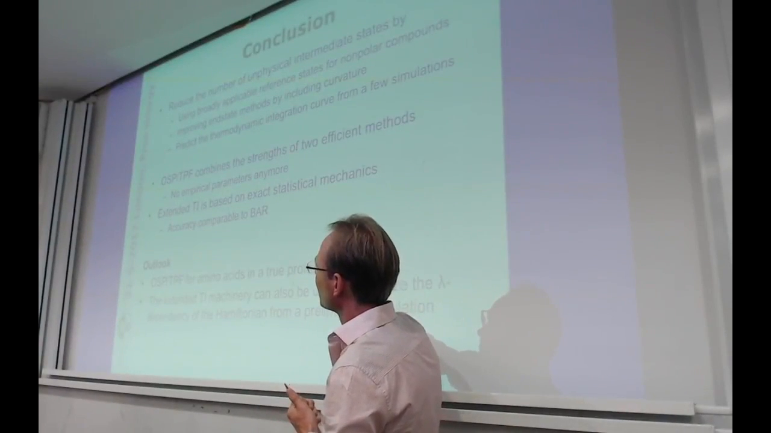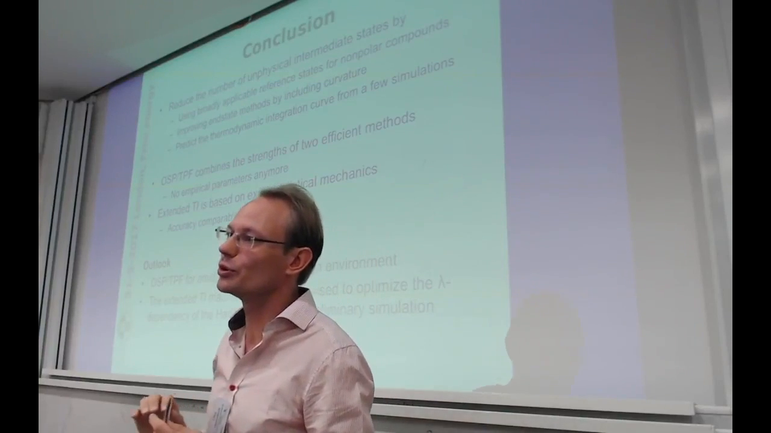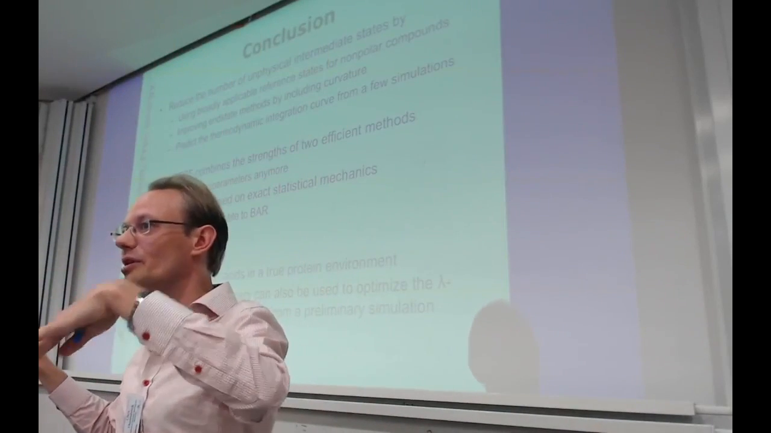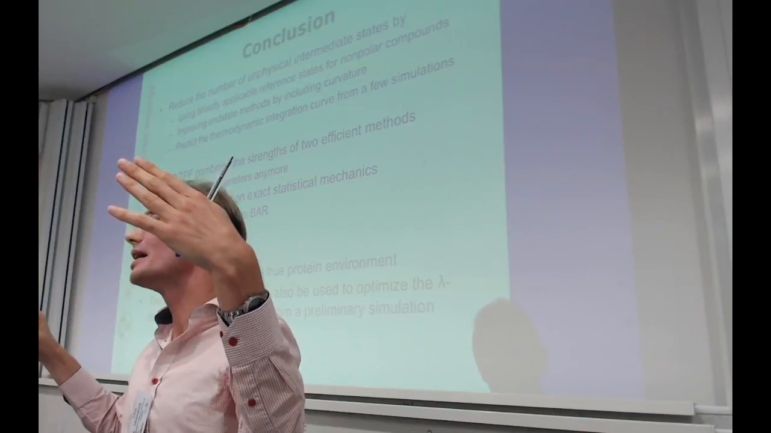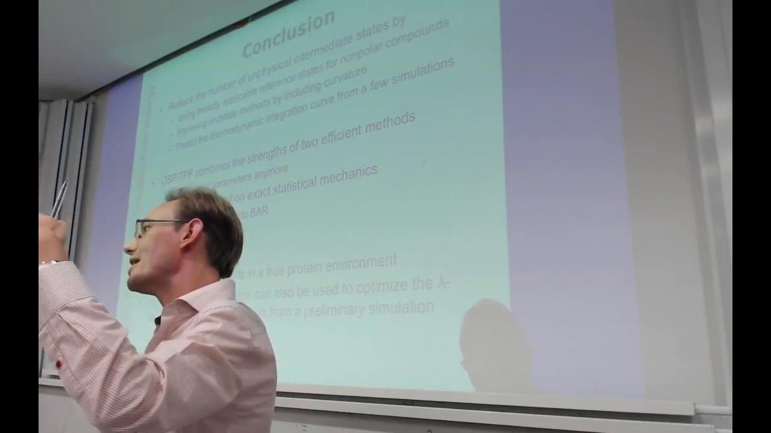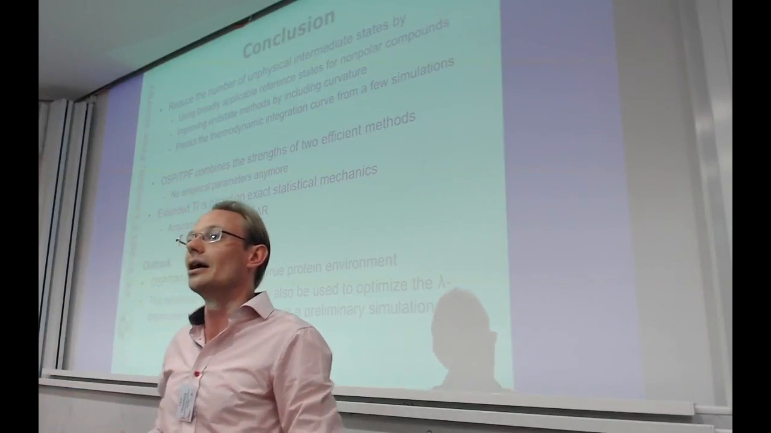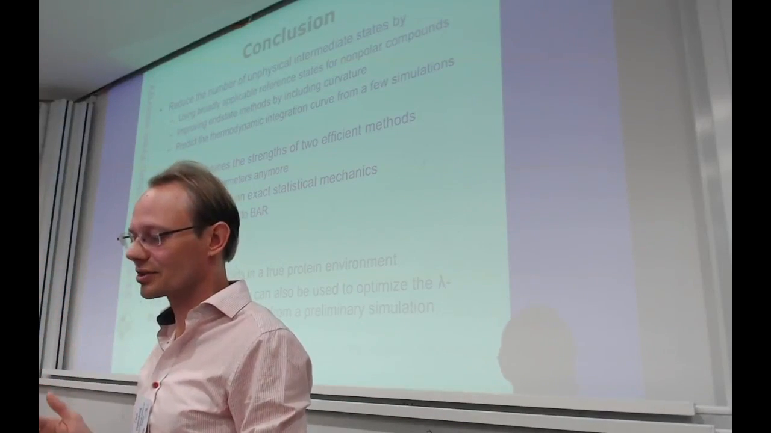And another teaser a bit is that the extended TI machinery we can also use to optimize actually the shape of the curve. You can do a few simulations, predict where the curve is, then you know where to simulate. That can be useful already. Or you can also predict if a different lambda parameterization would lead to a flatter curve. So you can actually predict already whether you can come up with a more efficient path to get a flatter curve, which is nicer to integrate.